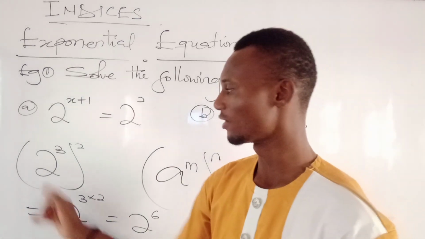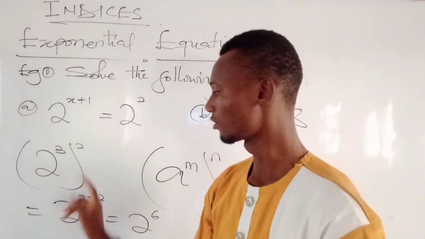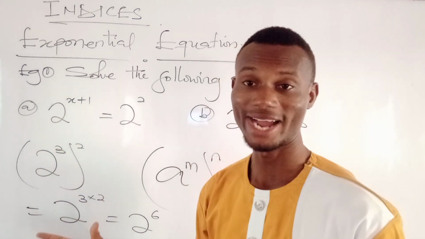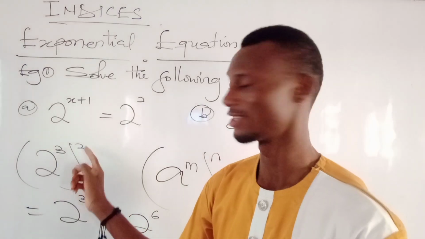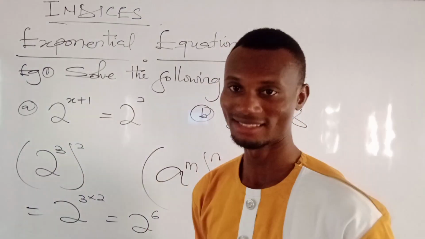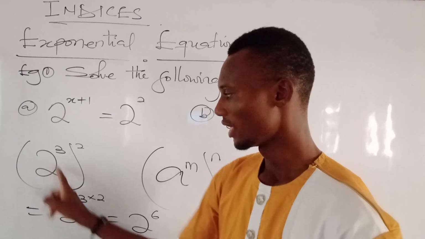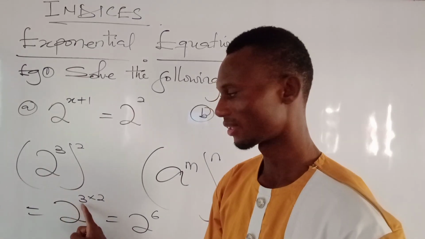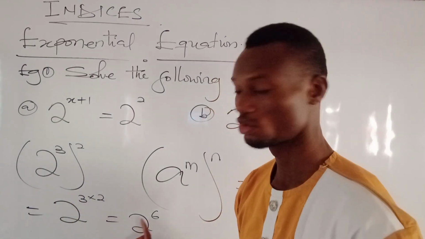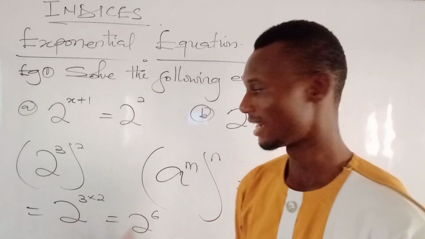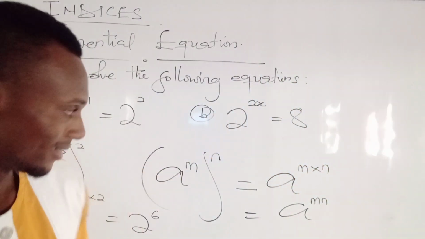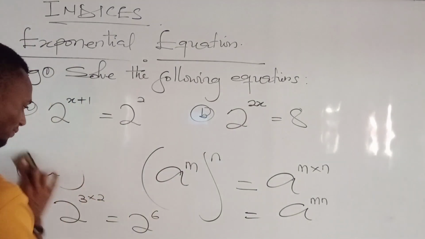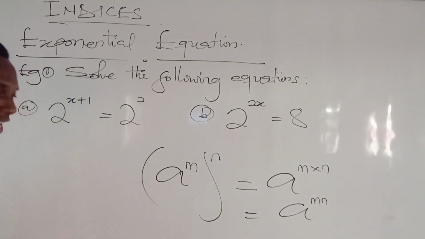So having 2 to the power 3 all to the power 2, to simplify it, it says that this power 2 which is outside the bracket will multiply the power inside the bracket. So it's going to be 2 to the power 3 times 2, and that is going to be 2 to the power 6. Let me take another example and see how it's going to be. Let me clean this one from here.